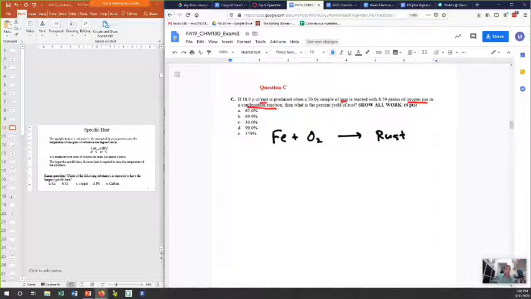I could go through and add a little bit more information just because I've got a picture. I could start to layer that in. I know that the rust that I've got is 18.0 grams. I know that the iron I've got is 20.0 grams. And I know that the oxygen I've got is 8.59 grams. Okay? Then the question itself says, what is the percent yield of rust? Okay, well, percent yield.